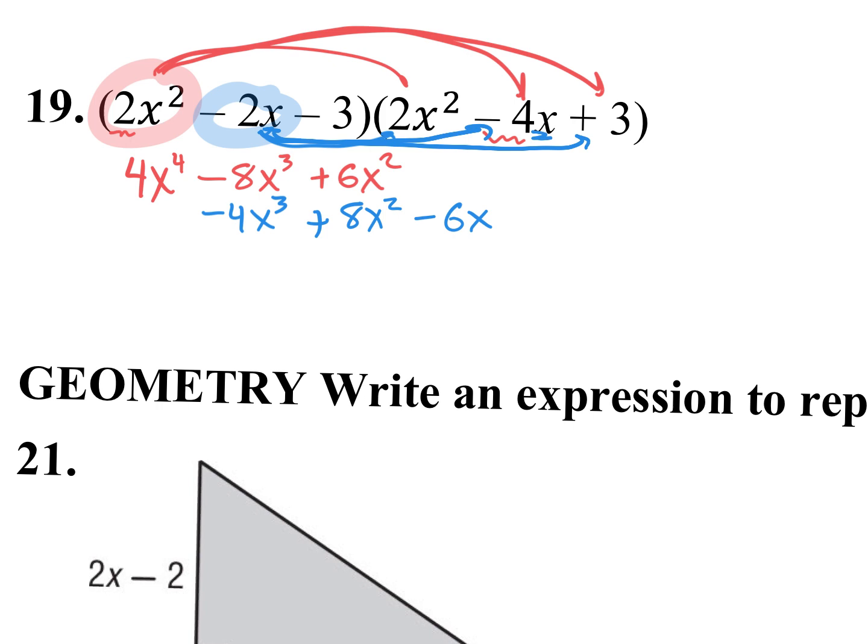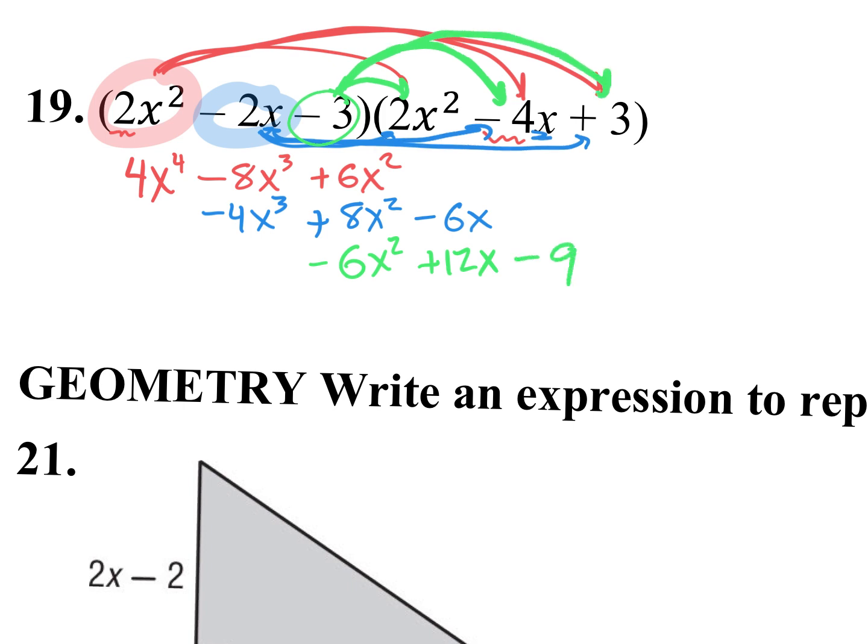And now let's distribute that last term. I'm going to do this one in green. Negative 3 times 2x squared, that's a negative 6x squared. And it's better to organize it by putting it underneath the other x squares. So the answer is negative 6x squared. You put it underneath the other x squares. Negative 3 times negative 4x, that's a positive 12x. And you put that underneath the other x term. And negative 3 times positive 3 is a negative 9.